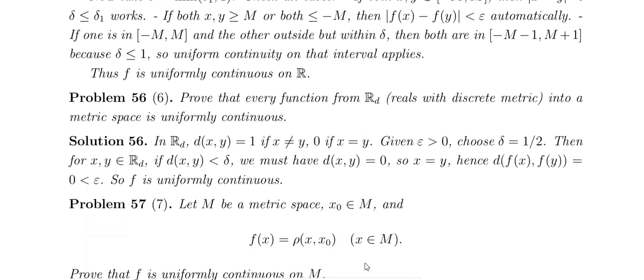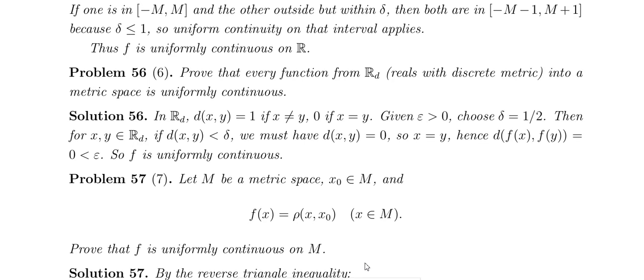And every function from Rd, that is, the reals with the discrete metric, into a metric space is uniformly continuous. In Rd, d of x comma y is 1 for x not equal to y, and the distance of x and y is 0 for x equal to y.